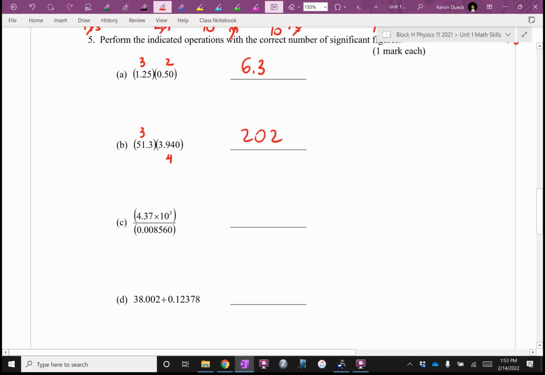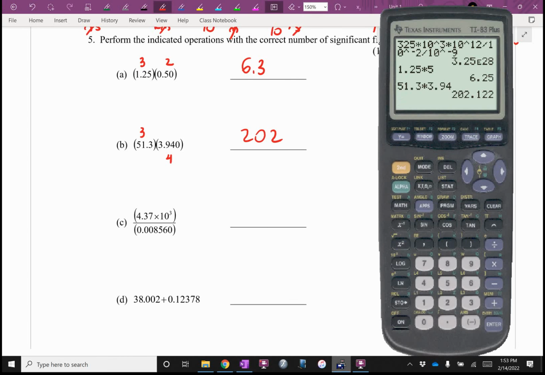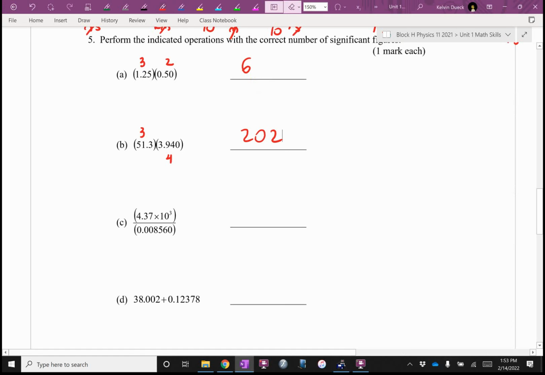Am I wrong? For the first one? For which one? 6.3? Oh, you know what? I did times 5 instead of times 0.5. Let's try that again, Mr. Dewick. So 0.63. Is that right? Still got to go to 2 sig figs, though. Sorry about that. Thank you for catching me. You caught it, so you get a candy.